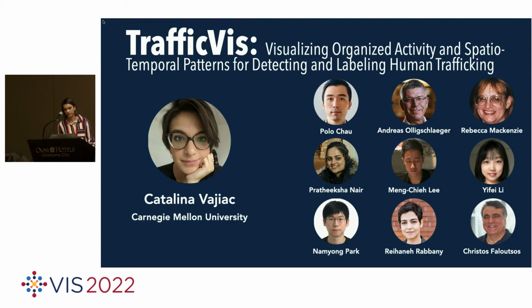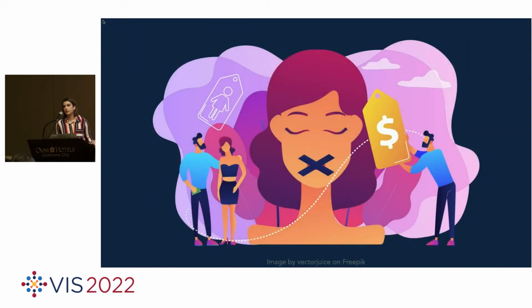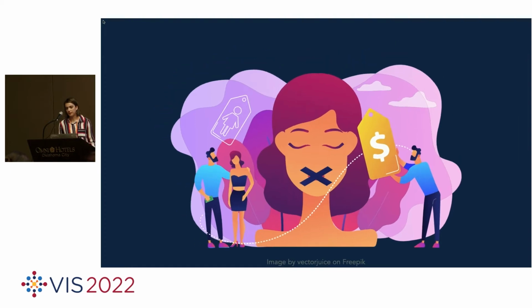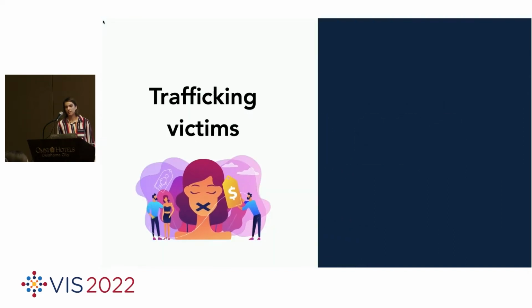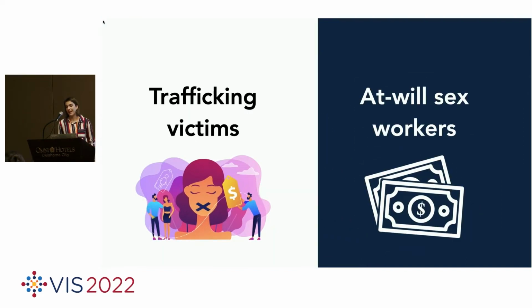Human trafficking is incredibly pervasive, affecting about 4.8 million people worldwide. The majority of these victims are advertised online on escort websites among many at-will sex workers doing this work of their own free will. If we'd like to find trafficking victims so we can get them the help they need, we need to be able to separate ads representing trafficking victims from ads with at-will sex workers. So how do we do that?